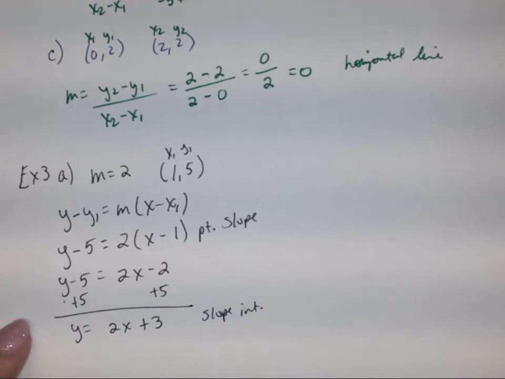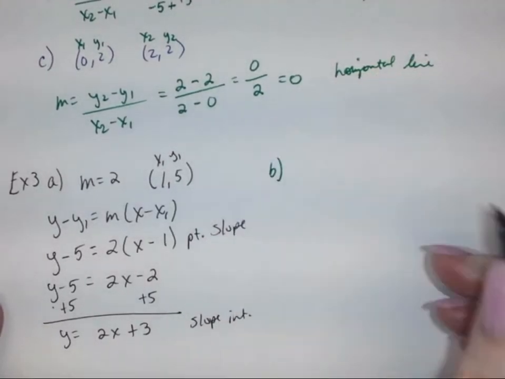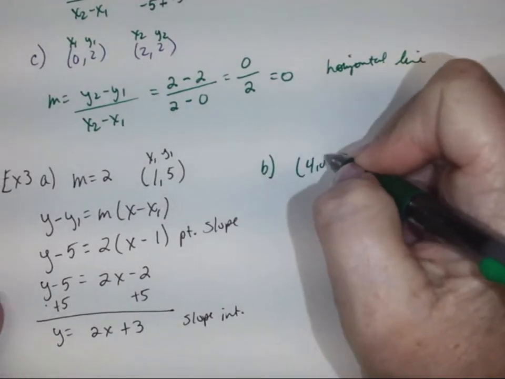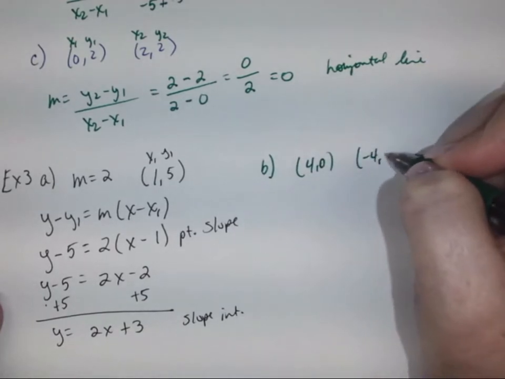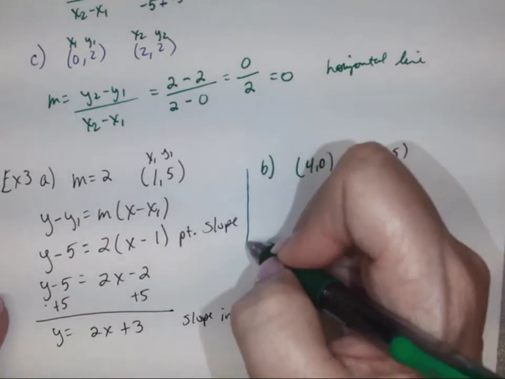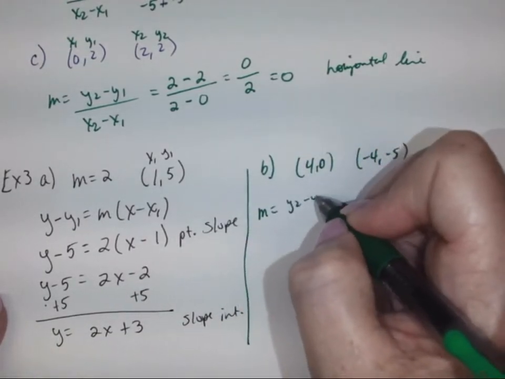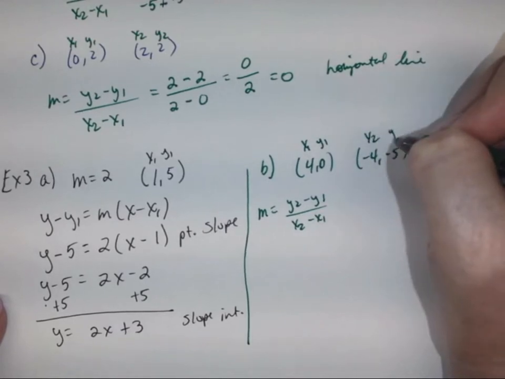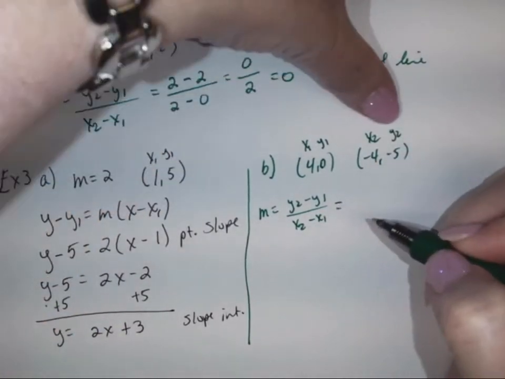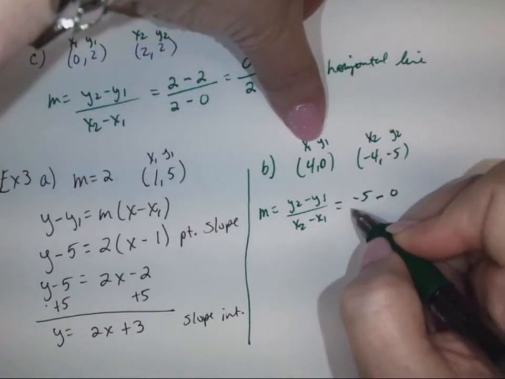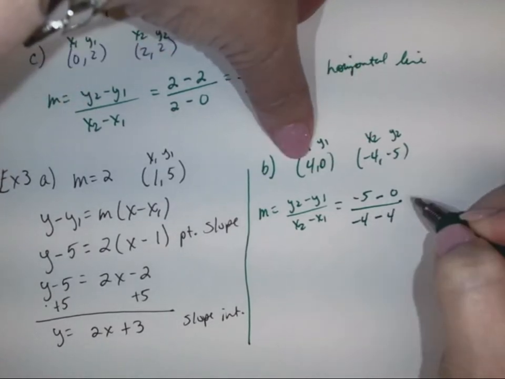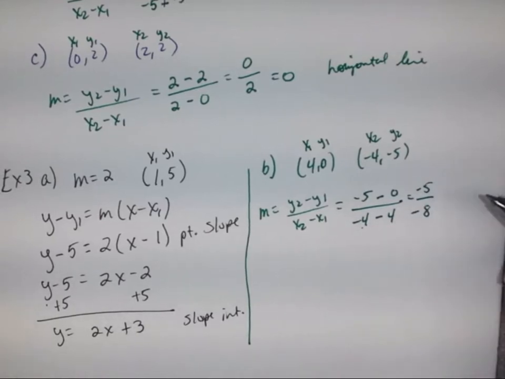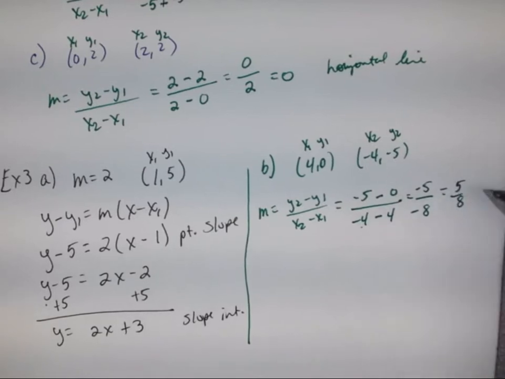All right, let's look at the second problem. So this would be part B. For part B, we are told that it's passing through 2 points. If we're passing through 2 points, what are we going to do with that? What's our slope? The first thing we have to do is actually find the slope. Remember, that's y sub 2 minus y sub 1 over x sub 2 minus x sub 1. So x1, y1, x2, y2. So y2 would be negative 5 minus 0 over negative 4 minus 4. Negative 5 minus 0 would be negative 5. Negative 4 minus 4 would be negative 8. A negative over a negative will get us a positive 5 over 8.